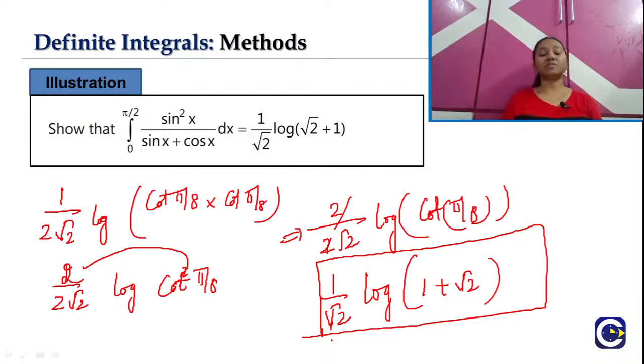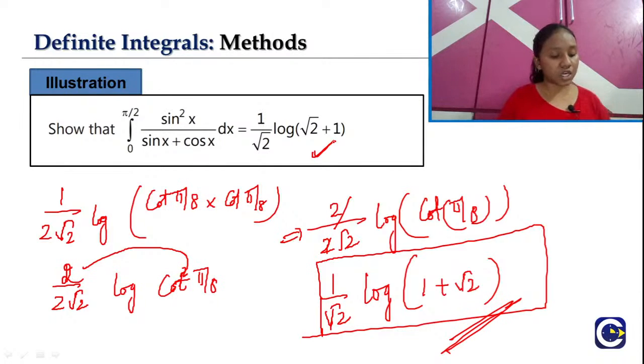If we have it in terms of cosecant, we have the direct formula for the integration of cosecant in terms of logarithm. So that we have applied and further simplified it by substituting our limits 0 and pi by 2. So this will be our final answer that we have to prove here, which is 1 by root 2 log of 1 plus root 2.